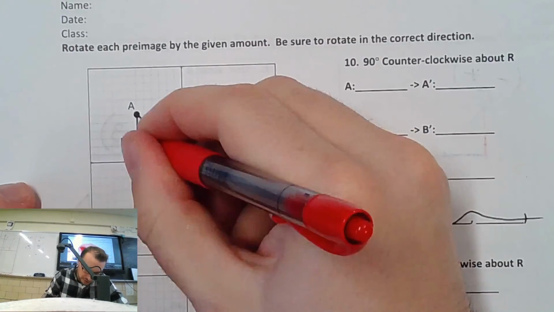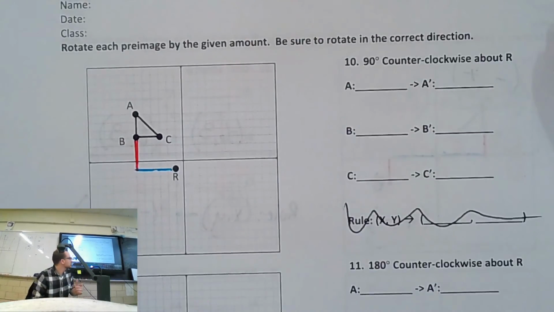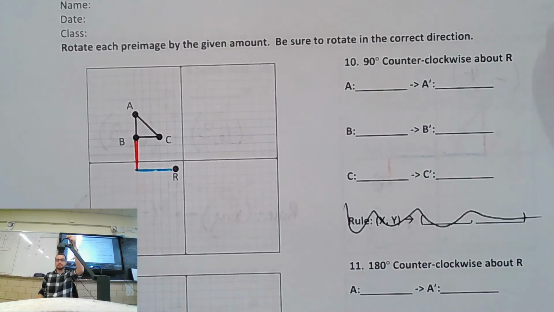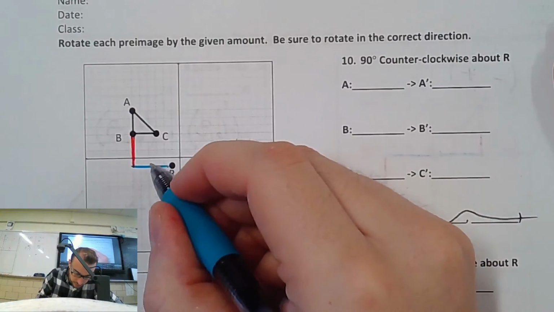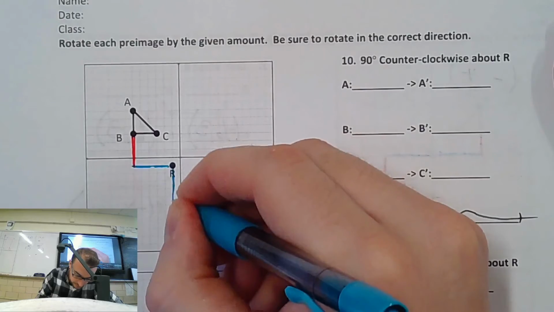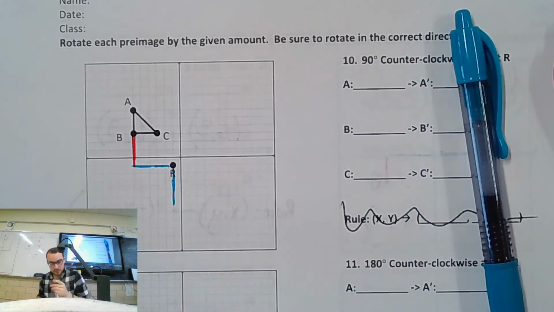Let's do B first. Blue line's pointing this way. If I go 90 degrees counterclockwise, that's the opposite way a clock goes. For you guys, that's this way. So if I go 90 degrees counterclockwise, which direction is that blue line going to point now? Blue line pointing this way. 90 degrees counterclockwise, where's it pointing now? So that blue line is going to go down. It's 1, 2, 3, 4, 5 in length.